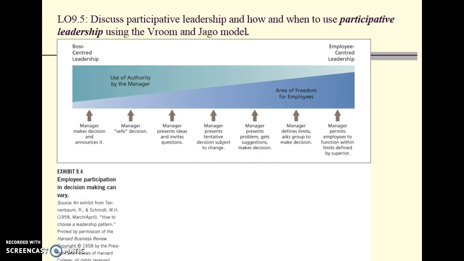Now, going to the side of employee-centered leadership, we have the manager presents problem, gets suggestions, and makes decisions. Another level is manager defines limits, asks group to make decisions. And the last one is manager permits employees to function within limits defined by superior.